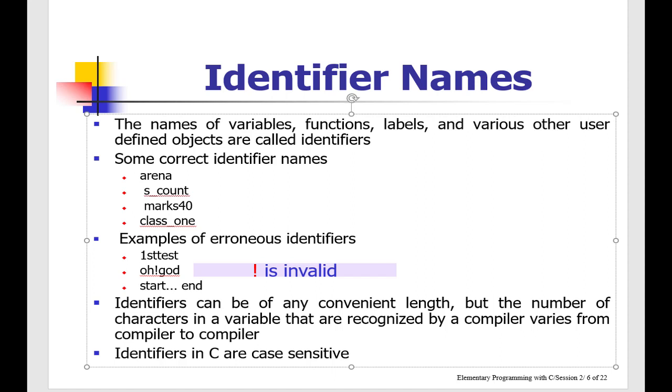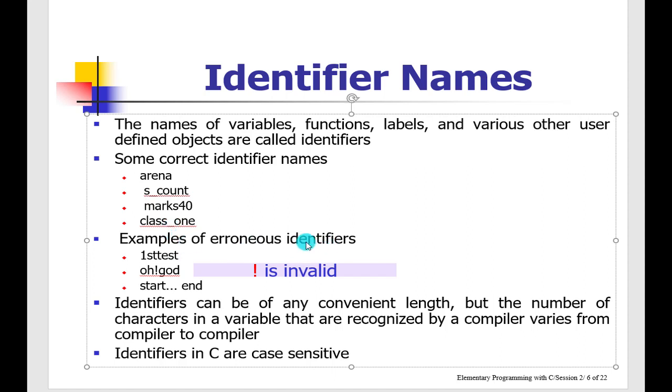Now we have some correct identifier names. Don't worry, we'll look at the subsequent slide and everything will fall into place so that you can understand why we are saying something is valid and why something else is not valid. We have arena, s_count, max40, class_1. It's just that the autocorrect is on, that is why this is underlined, okay? But there's an underscore here and here.